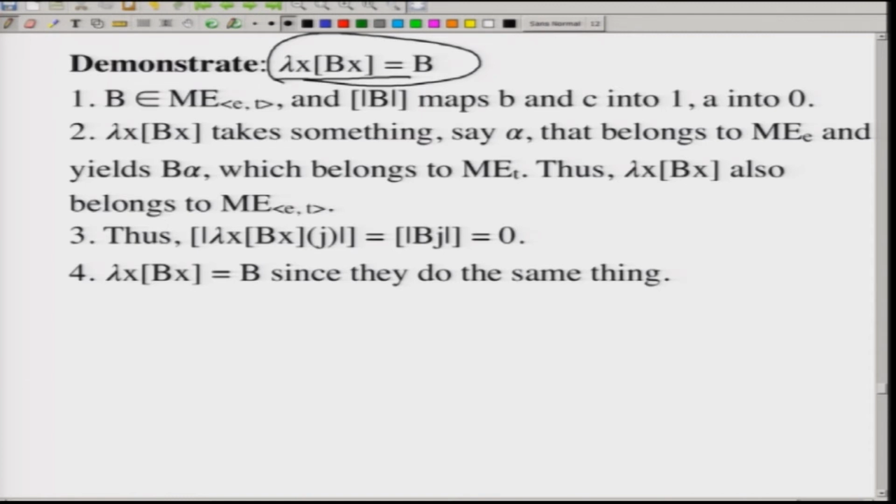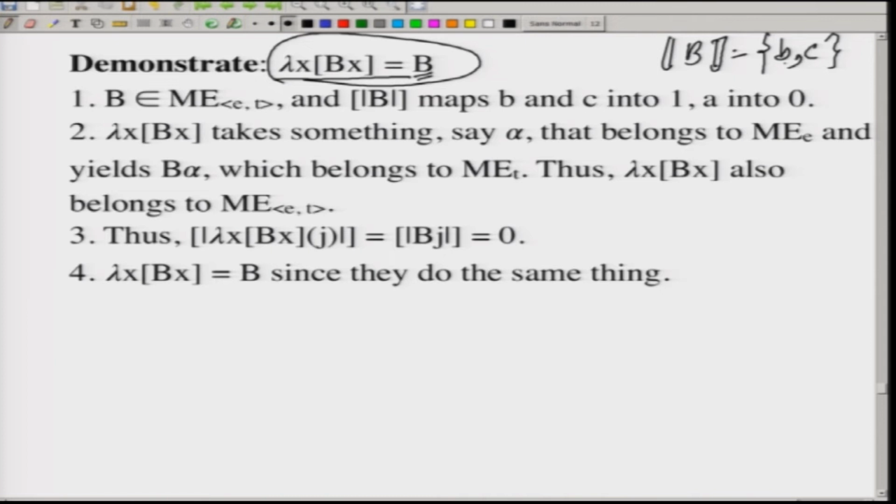We know that this B, which is a 1 plus predicate, belongs to M e to t. What does the value of B do? It maps B and C into 1 and A into 0. So this is there in the model. So the value of B is actually this mapping, which is what we just wrote.